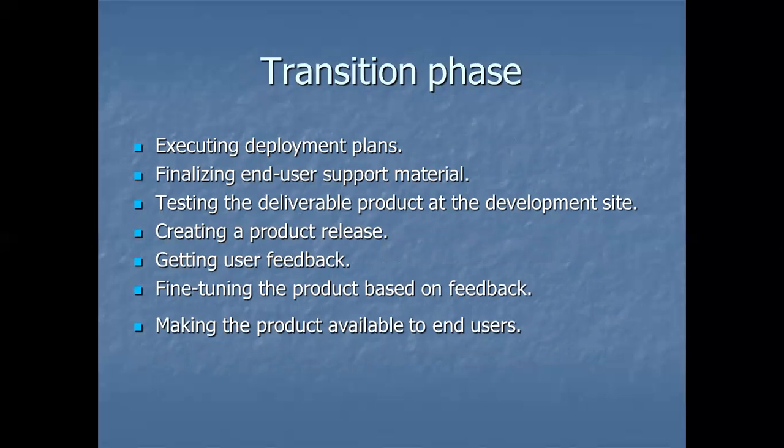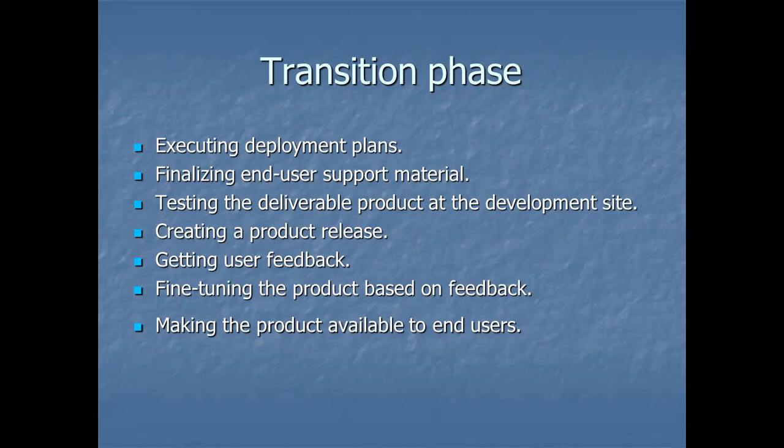Then the next one is the transition phase. In the transition phase, we are going to deploy the product to the customer. That is, we are going to execute our plans that say how the system is going to work and what the system is capable of handling of the customer's requirements. The system is giving a quality product. That is creating a product, or we are going to release the product. We are going to get feedback from the user, making the product available to the end user. In the transition phase, we hand over the system to the customer.